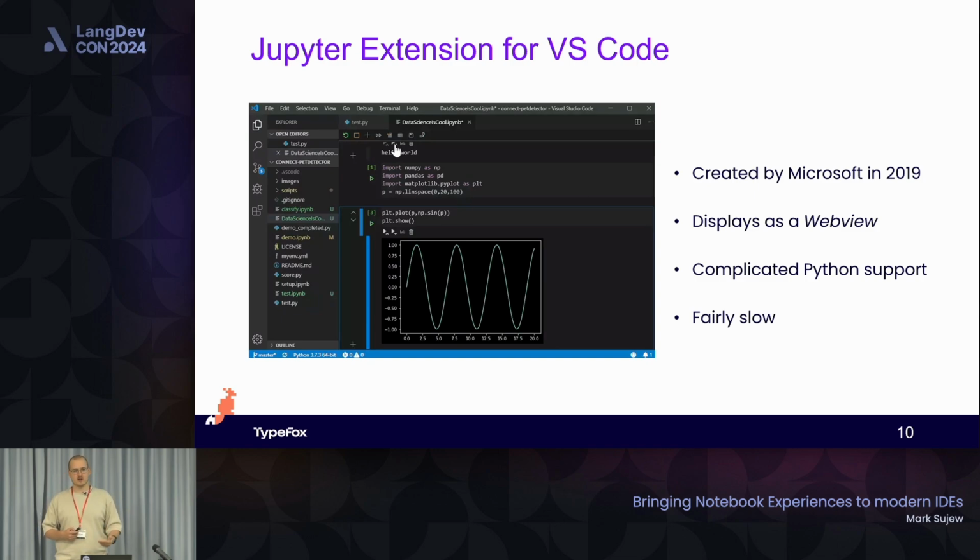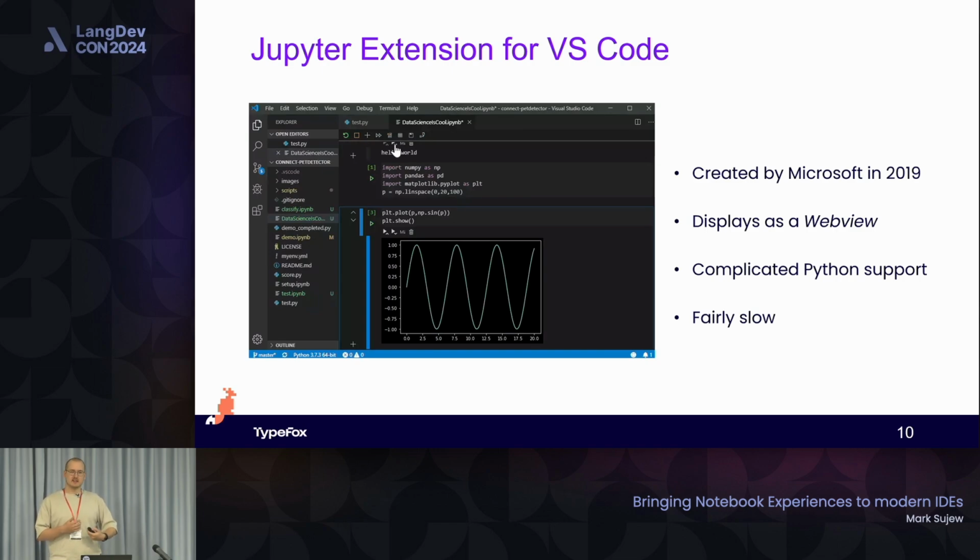If you're writing Python code and maybe you want to write some documentation in between, you don't constantly want to switch between your IDE, something like VS Code, and Jupyter Notebook. And so Microsoft came up with a way to include Jupyter Notebook into VS Code via a VS Code extension.